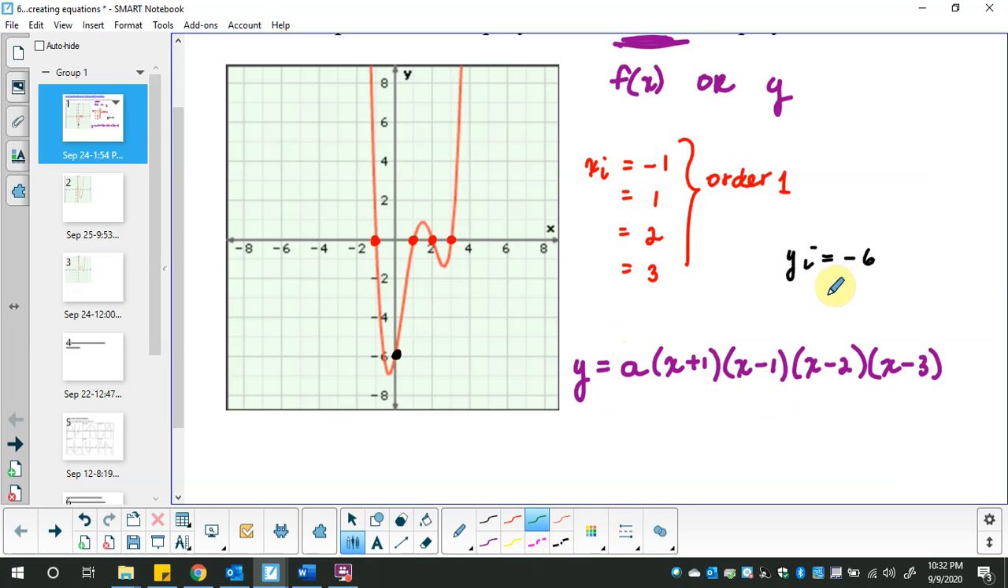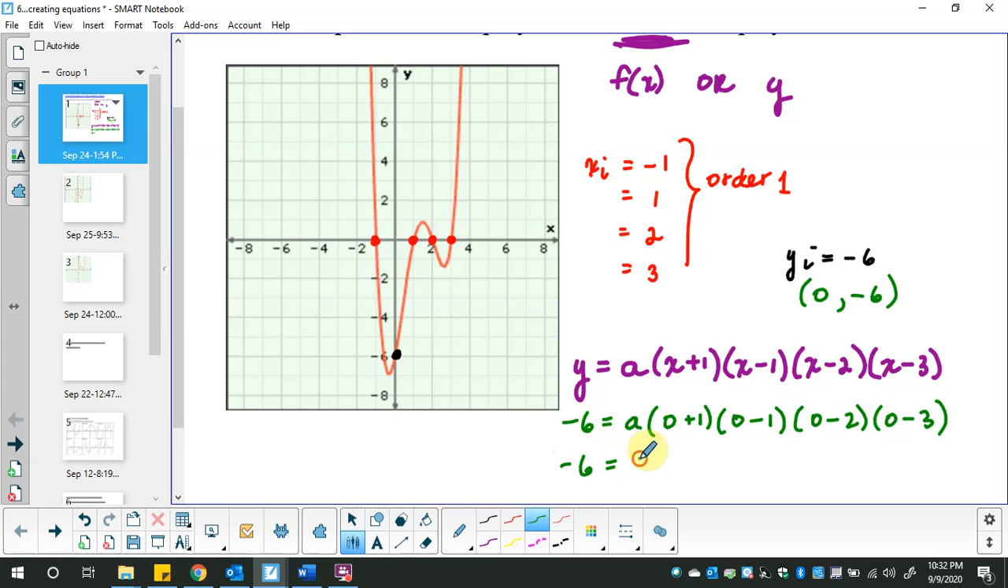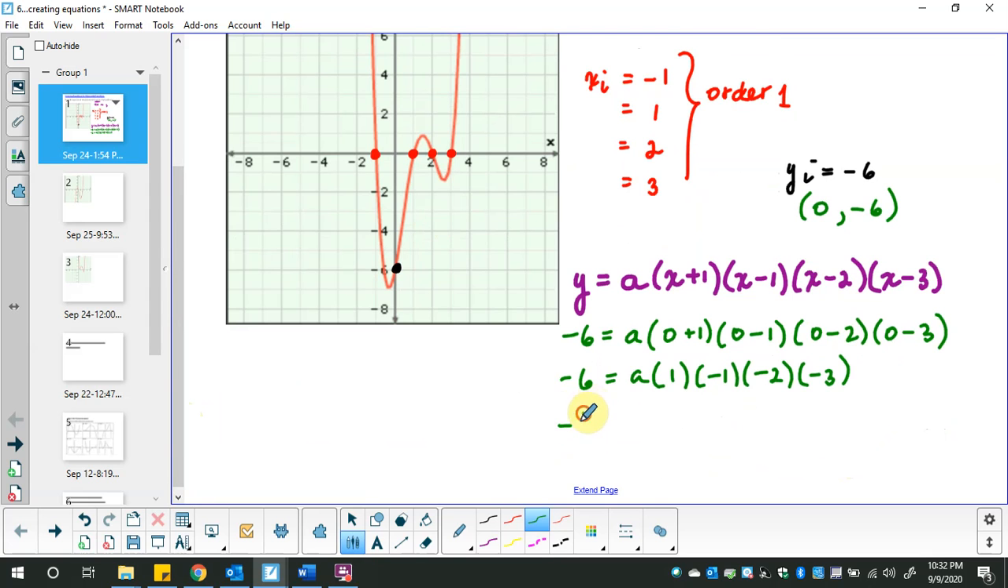So back to the y-intercept for a second. The y-intercept is a y value and your x value is 0. So I'm going to turn all my x's into 0 and all my y's, all one of them, into -6. So -6 equals, don't know what a is, a times 0 plus 1, 0 minus 1, 0 minus 2, 0 minus 3. Figure out each of the brackets. So that's 1 times -1 times -2 times -3. So I can multiply all my numbers together on the right-hand side.